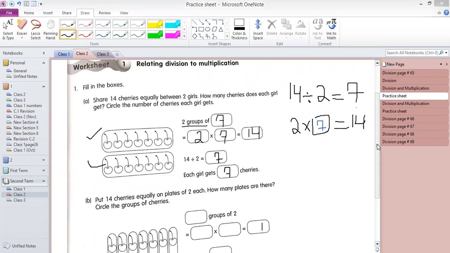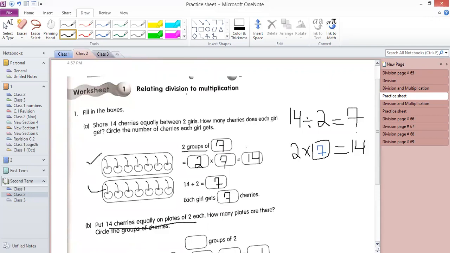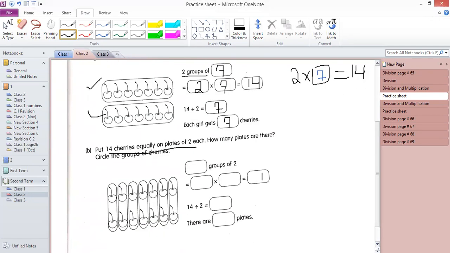That's very good. Look at the B, guys. Put 14 cherries equally on plates of 2. Here you were dividing among 2 girls. Now you are told that 14 cherries have to be put on plates of 2. That means on one plate you have to put 2 cherries. How many plates are there? So now you want to know the total number of equal groups if you put 2 cherries in one group.